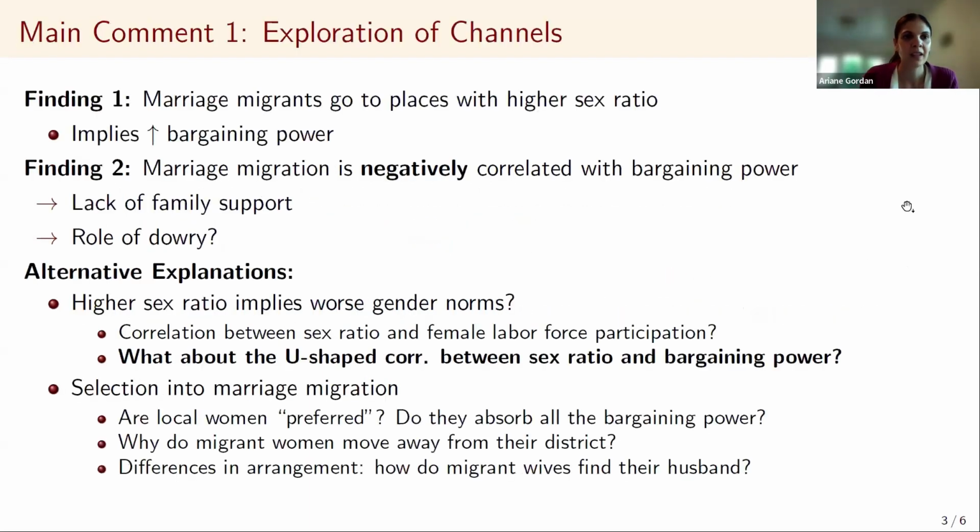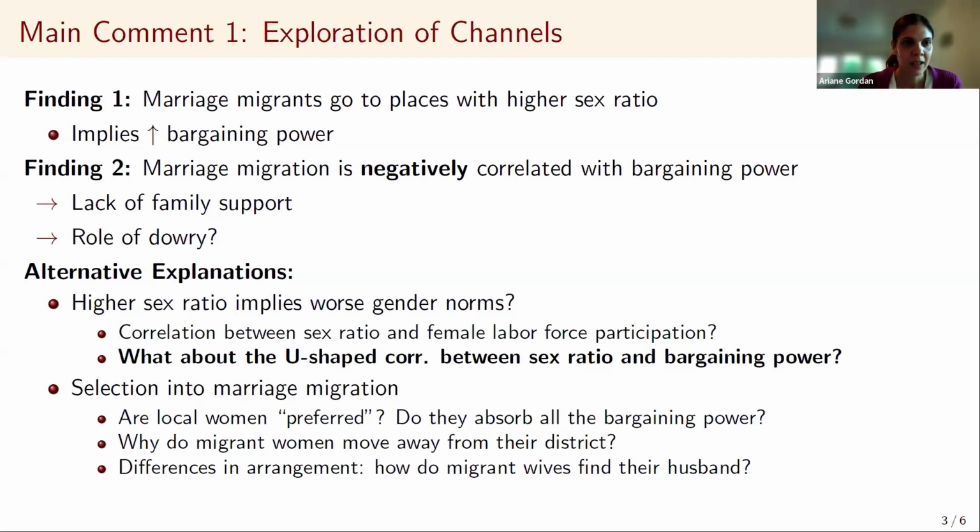Okay, so let me come to my first main comment. I have two comments, but the second comment you addressed a lot, so I'm going to spend a little bit more time on this first comment and suggestion. This is basically on the exploration of the channels. When I was reading the paper, I was building the kind of story that I think you are introducing here, trying to make sense of the findings with this more theoretical basis.